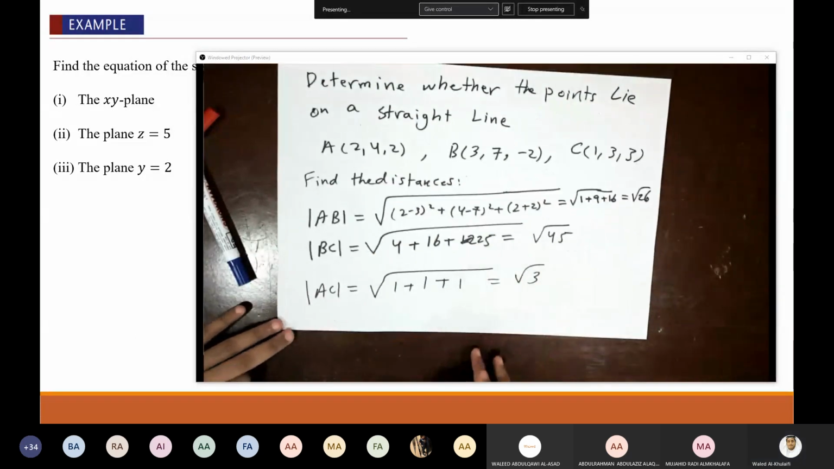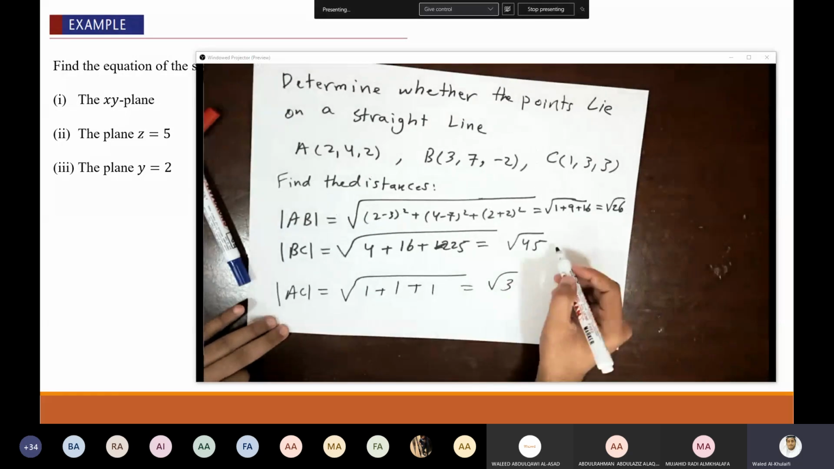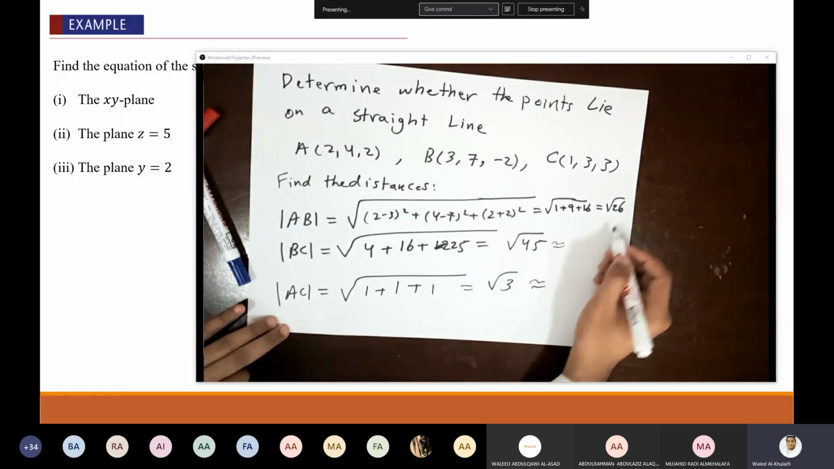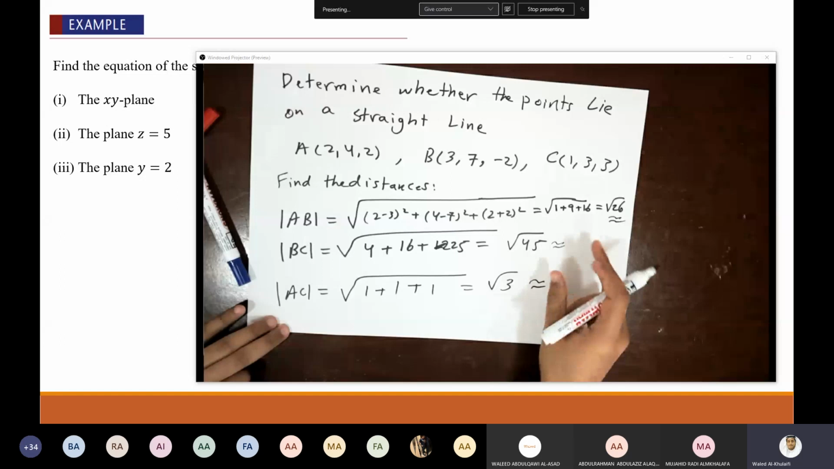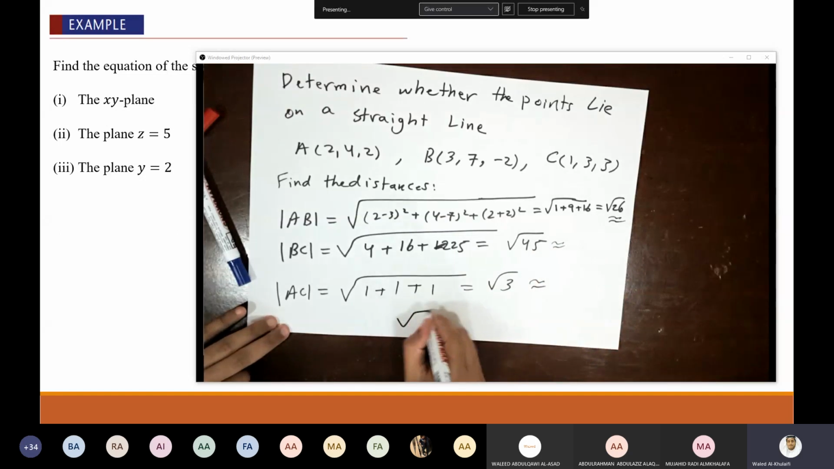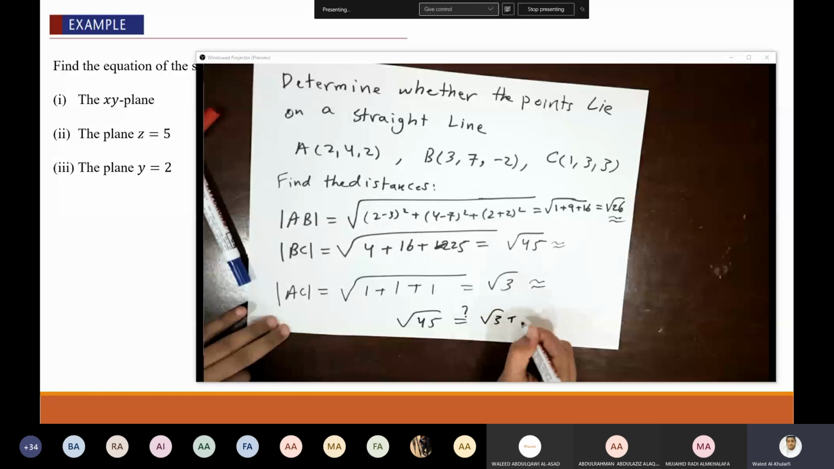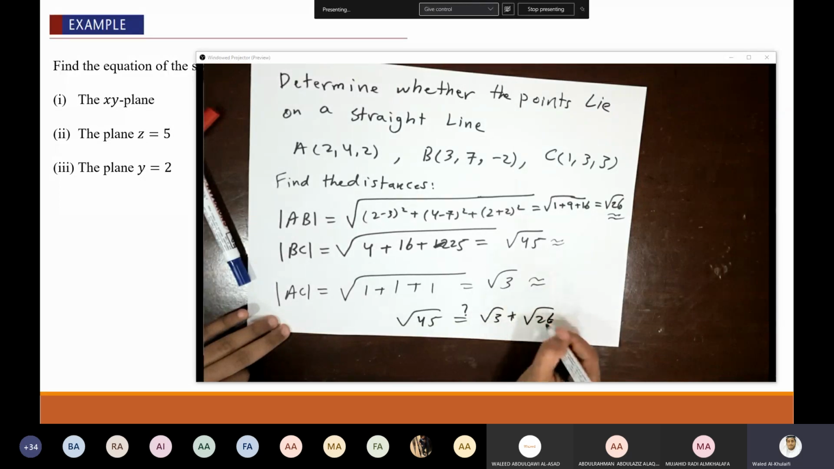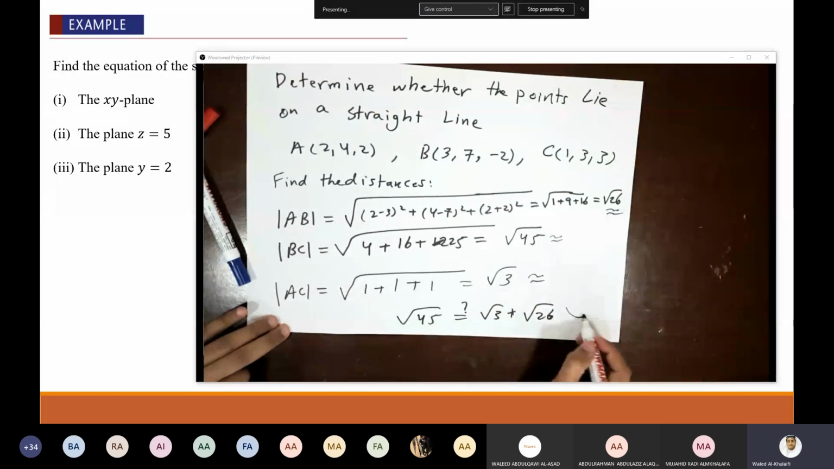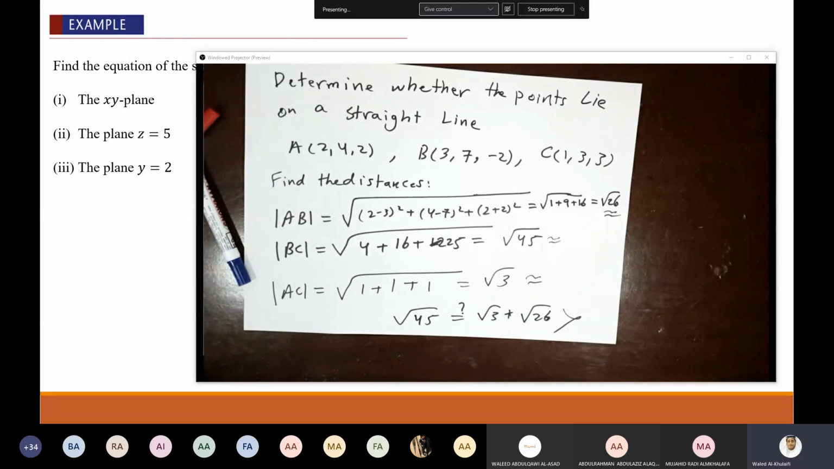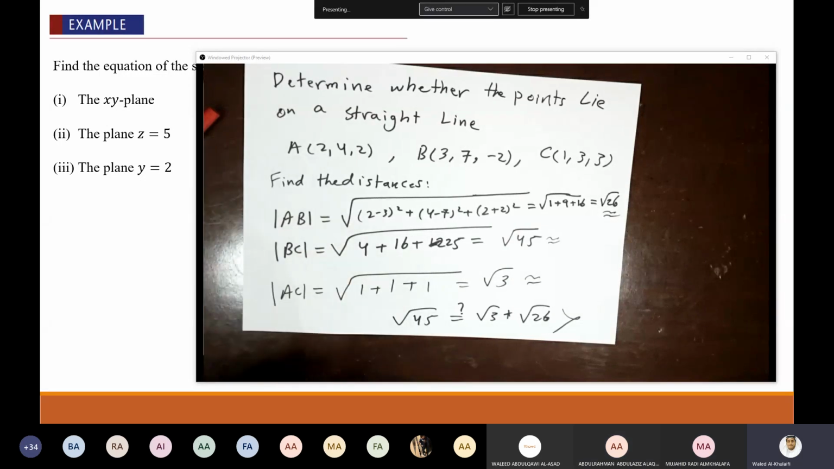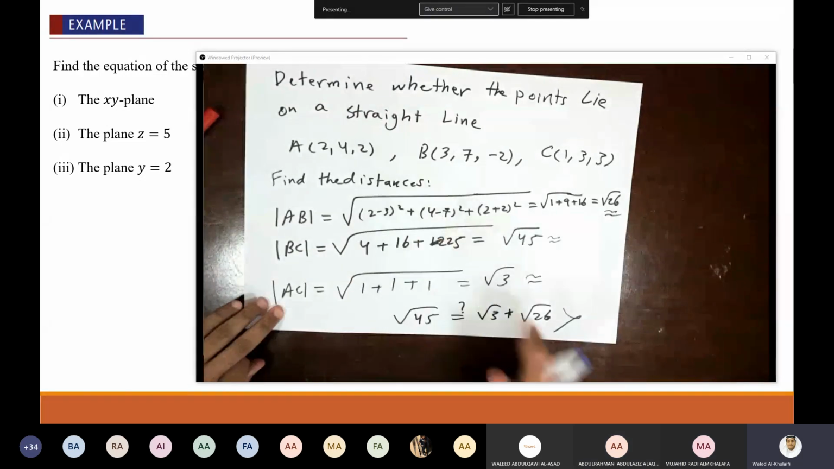Okay. You try to approximate these, what are they, and check. This is the biggest one, right? Square root of 45. Is it equal to the square root of 3 plus the square root of 26? I don't think so. This is not true. Okay. So what is the conclusion, Shabab? They are not on the same line. Yes.